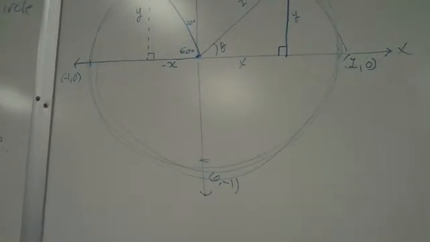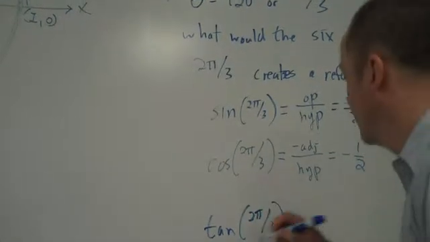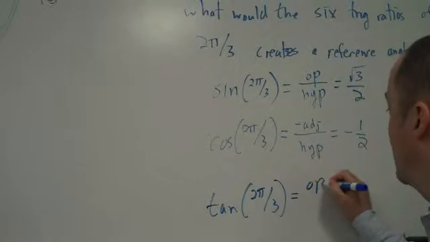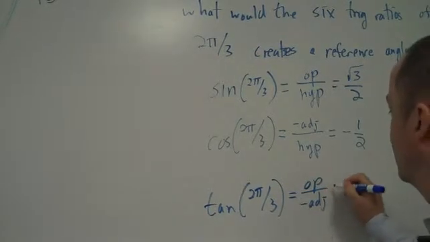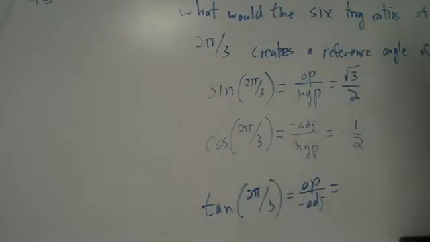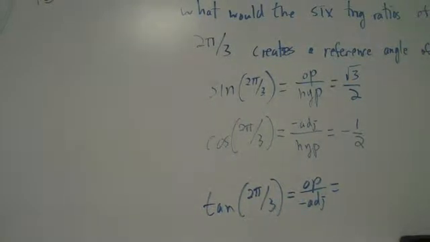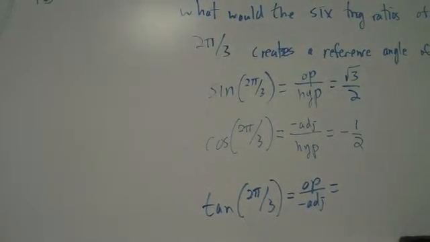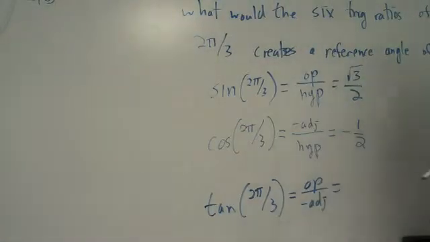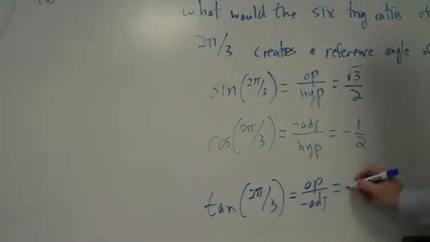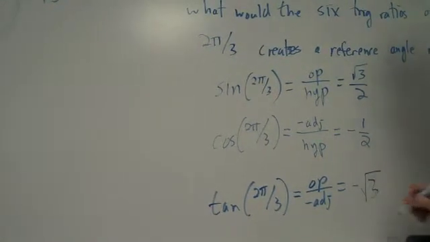All right? The tangent will be opposite over negative adjacent, actually. Okay? So is that going to be positive or negative? Negative. Positive divided by a negative is negative. What's the tangent of 60 degrees? I'm using the reference angle again. Square root of 3. So this is negative root 3.